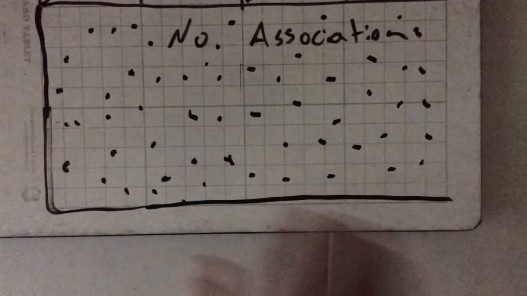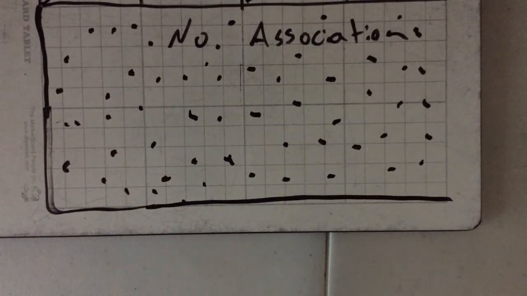And then finally, the last one. This is no association. It looks like a Dalmatian. You just got dots everywhere. Nothing is in order there. Everything is basically just all over the place and kind of out of control.